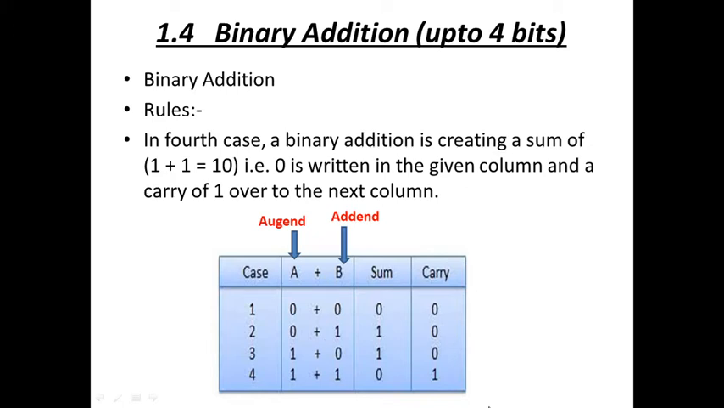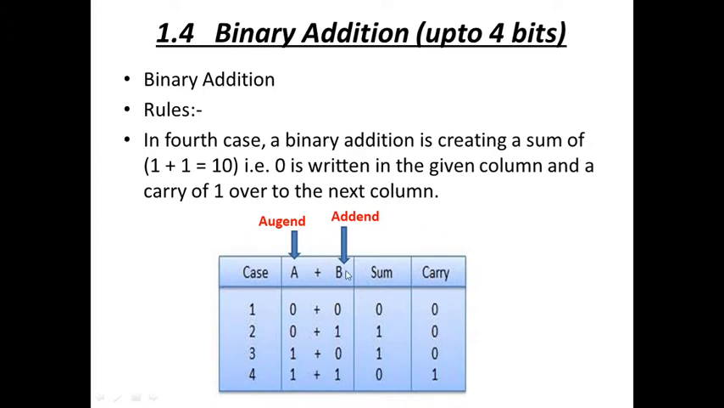Now, it is going to add 2 bits or 2 variables. These 2 variables are called augend and addend, that is A and B. Since it's addition, you have a sum and you have a carry. Now, what is the first case? Remember that depending on the number of variables, we will be having the combinations.